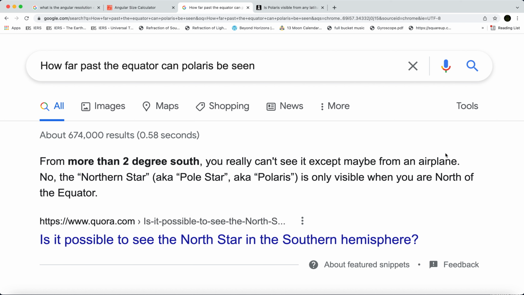I've heard over the years of mariners who supposedly said they saw it further, and people say that they see it regularly further than 2 degrees south. But I don't know about that. I'm not going to argue about it. It says here 2 degrees. I'll go with that for the moment, right?